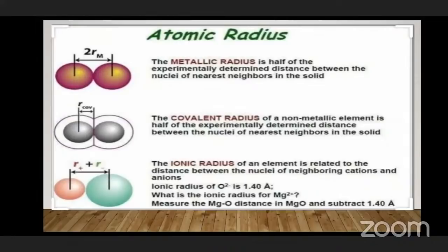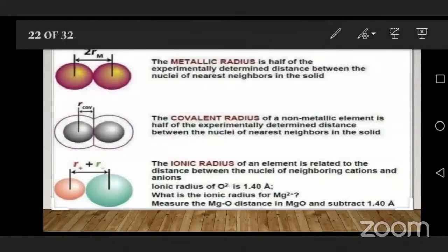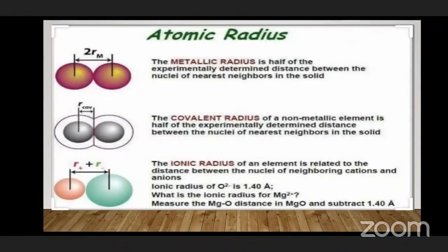Ionic radius. The ionic radius of O2 minus is 1.40 angstroms. What is the ionic radius of Mg2 plus? Measure the MgO distance and subtract 1.40, he has given. That calculation we will see later, because based on the values of the magnesium and oxygen ionic radii, we can easily calculate it.